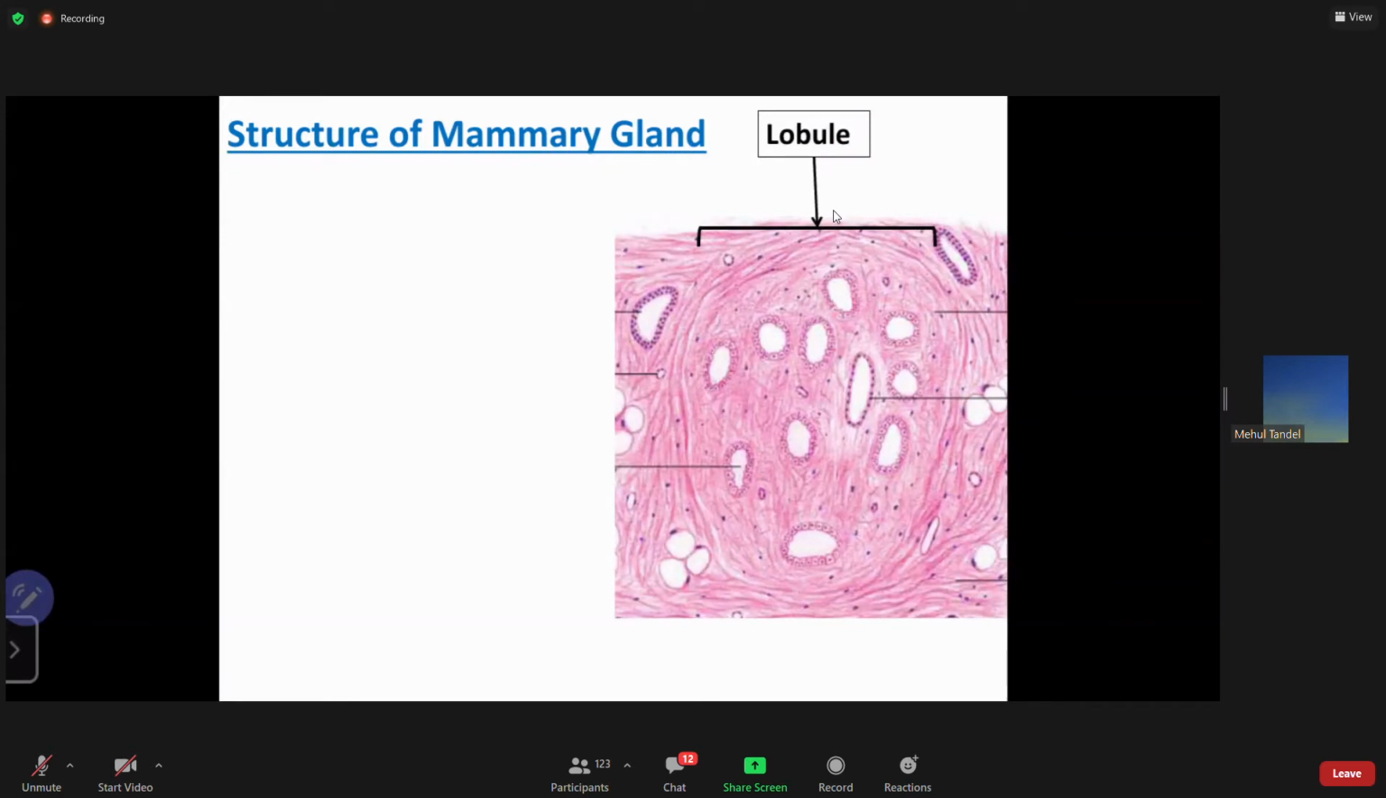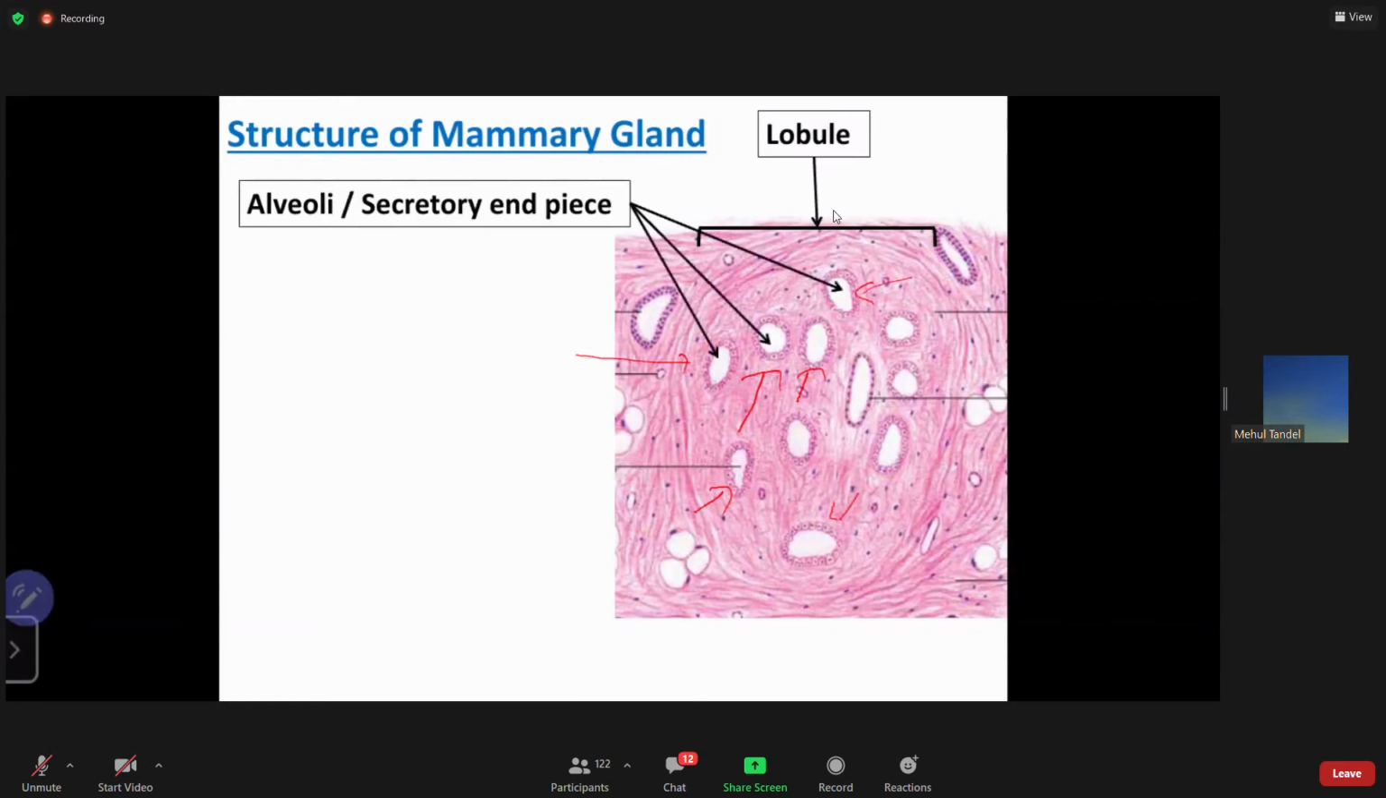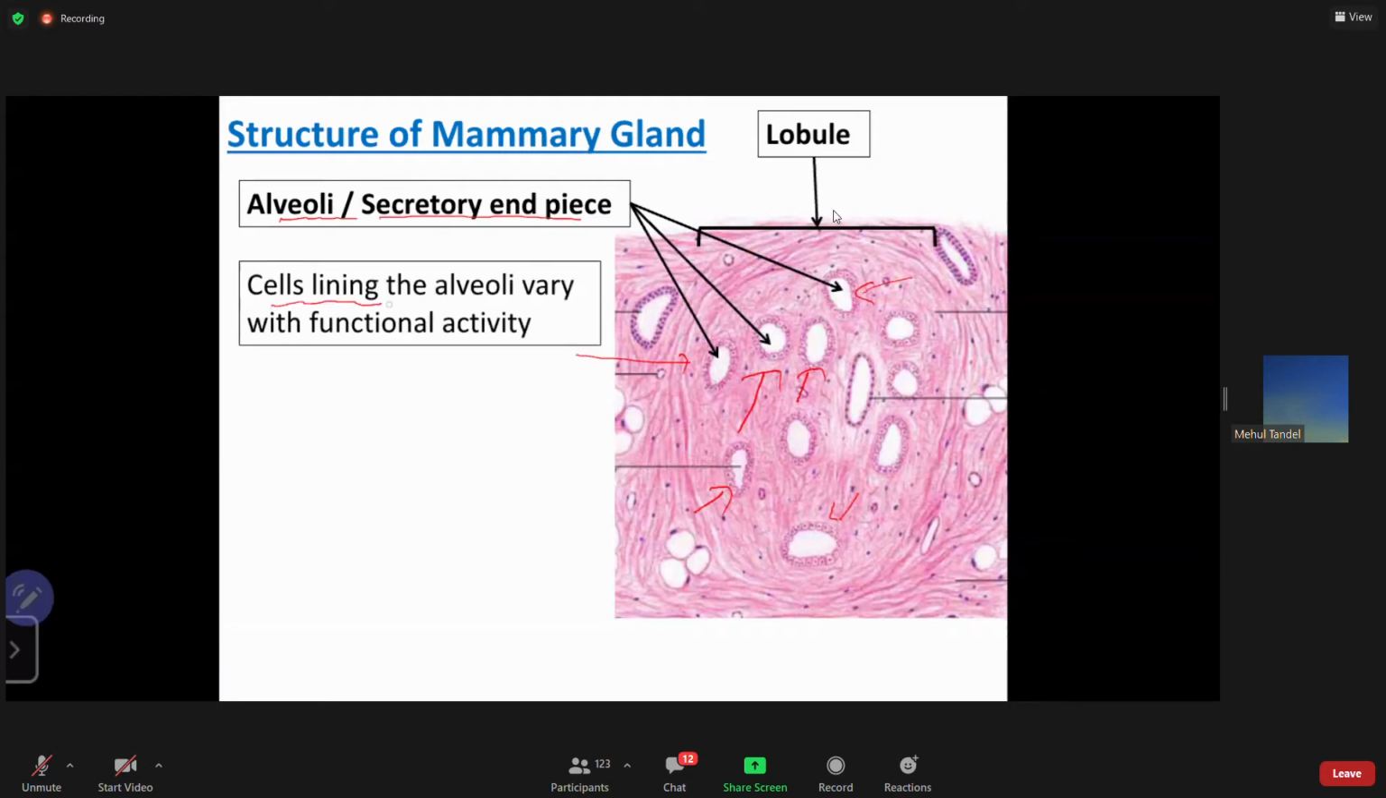Now the lobule, what is the structure of the lobule? Inside the lobule you can see all these cross sections of the alveoli. Lobules contain the alveoli, also known as the secretory end piece. The cell lining of the alveoli, or lining epithelium, varies with functional activity.